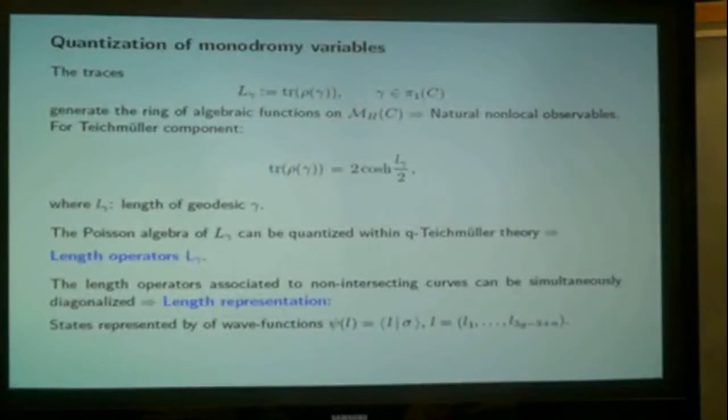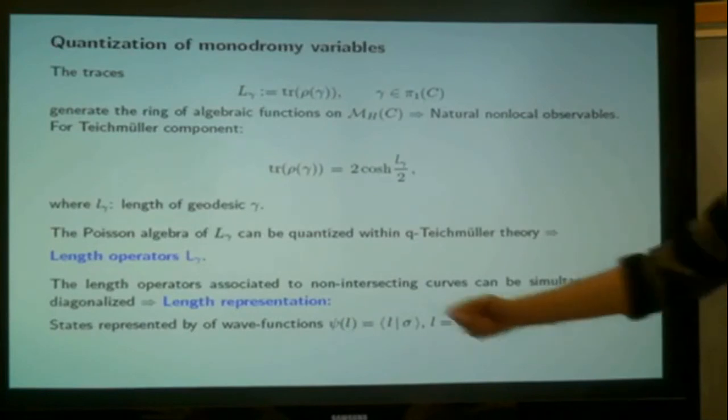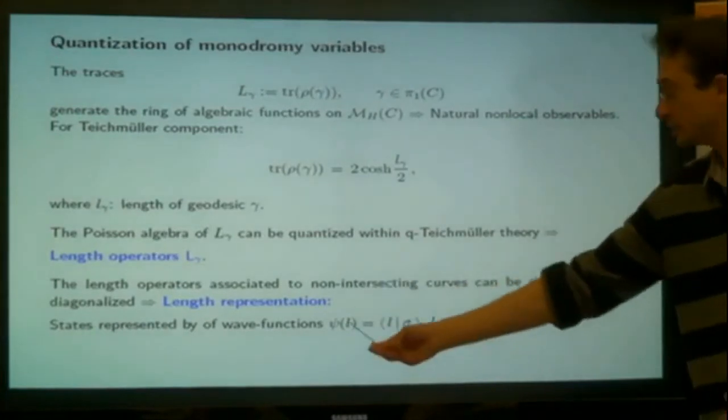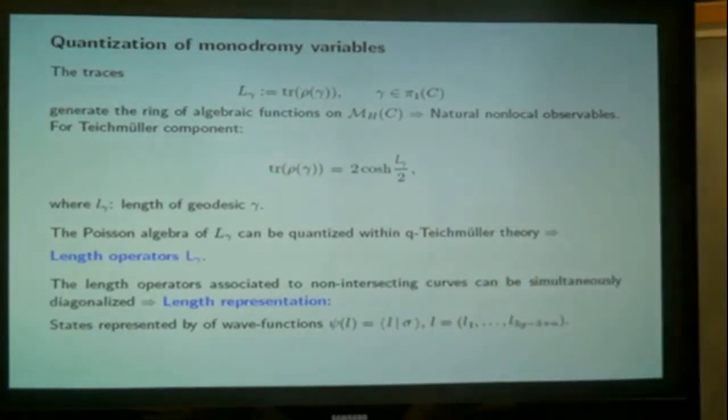Okay, we can diagonalize a maximal set of commuting length operators. They are associated to non-intersecting closed curves. What this defines is the length representation for the quantum Teichmüller theory, which is a representation in terms of the eigenvalues of length operators, or in other words, functions psi of L, where L is the collection of lengths associated to the closed curves. But what are the Hamiltonians?